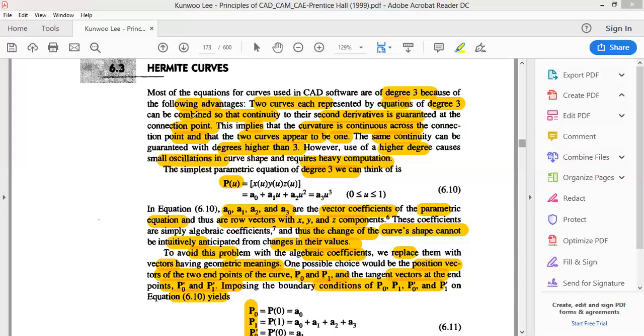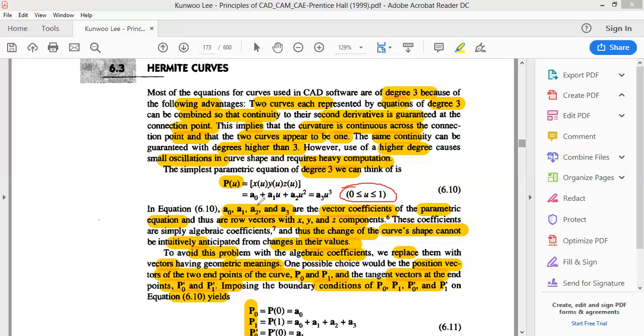Okay. Now coming to the simplest parametric equation. For a particular point P in the u direction, we have the x, y and z values, with vector coefficients a naught, a1 u, a2 u square, and so on, where the value of u varies from 0 to 1. So a naught, a1, a2, and a3 are the vector coefficients for the parametric equation.